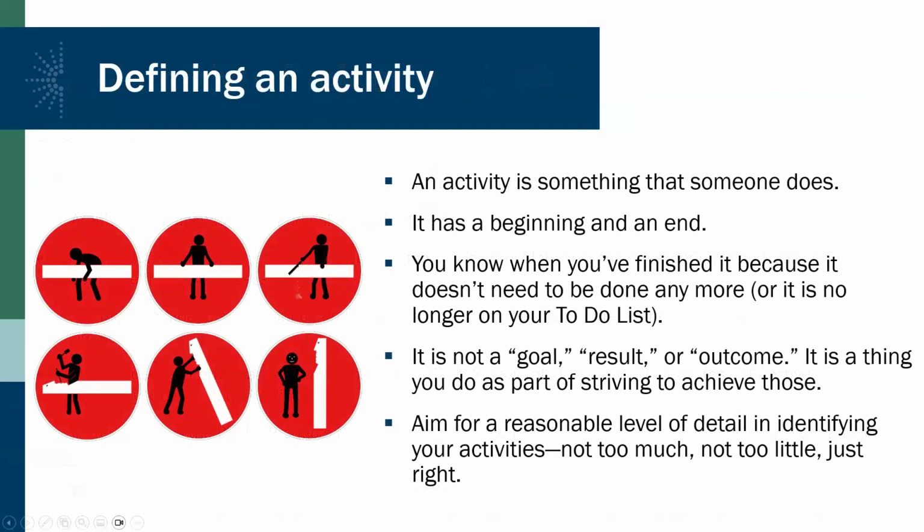Your work plan will be built on activities, so it's important to be clear about what an activity is. An activity is something that someone does. It has a beginning and an end, just like projects, and you know you finished it because it doesn't need to be done anymore. An activity is not a goal, a result, or an outcome. Rather, it is something you do as part of striving to achieve those. Aim for a reasonable level of detail in identifying your activities.